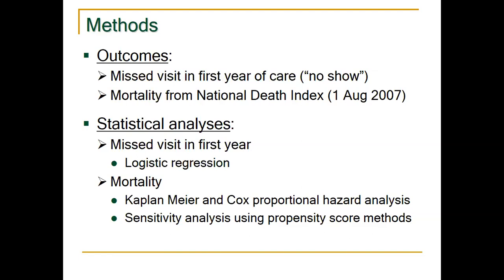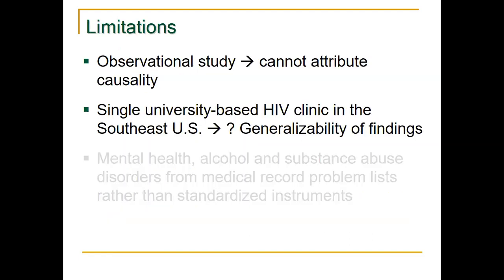Analytically, to look at missed visits in the first year, we used logistic regression. For mortality, Kaplan-Meier and Cox proportional hazards analyses. And we did sensitivity analyses. Since mortality was an infrequent event, we did propensity scores. We were worried about overfitting our model with too many variables, so we developed a propensity score for missing visits as a sensitivity analysis. This is back, Hui Lin, who's now in Tampa at Moffitt, did this work, was just elegant and really wonderful to work with her.